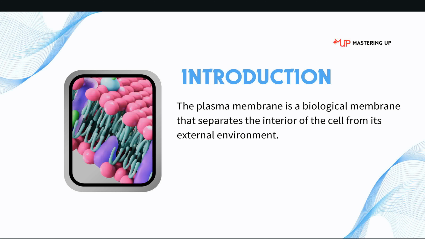Now let's begin with the introduction to plasma membrane. The plasma membrane is a thin, flexible barrier that surrounds all cells, providing a boundary between the internal contents of the cell and the external environment. It plays a key role in regulating what enters and exits the cell, ensuring the proper environment for cellular processes to take place. This barrier, though only a few nanometers thick, is crucial for maintaining homeostasis.